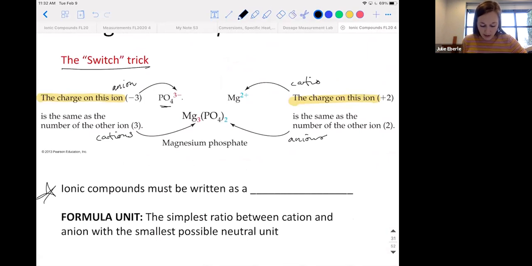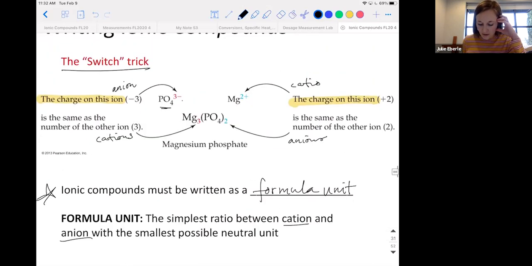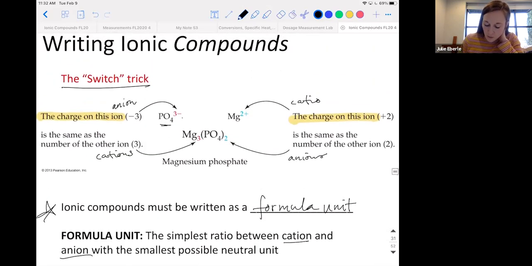So this brings us to the next point. Ionic compounds must be written as a formula unit. What is a formula unit? Well, it is the simplest ratio between cation and anion. Smallest possible neutral unit. Here's what that means. Let's say, for example, what if you were trying to balance all the charges and you end up with this formula, Mg6PO4. What if you end up with that?